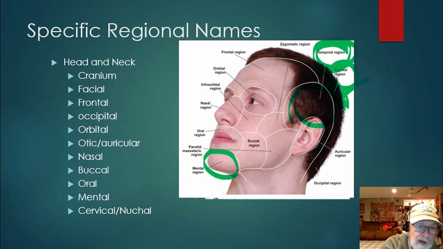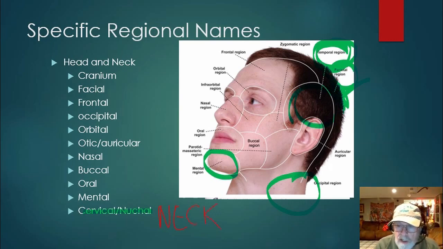One more thing. Oops, I forgot. Cervical and nuchal mean neck. So if you hear the word cervical or nuchal, it means neck. When somebody has meningitis, they frequently have what they call nuchal rigidity. What would that be? Stiff neck. But nuchal rigidity sounds a lot more impressive. They probably charge a lot more for nuchal rigidity as compared to stiff neck.